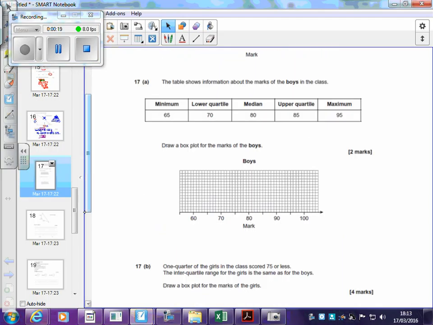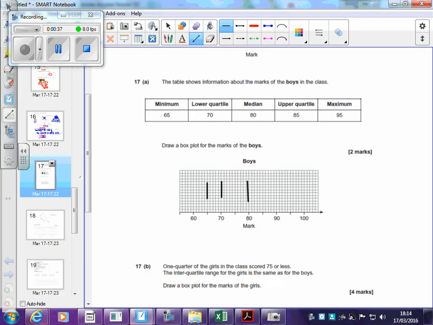All right. So five key bits of information: the minimum, the lower quartile, the median, the upper quartile, and the maximum. What we're going to do is put a ruled line vertically at each of those points. So I've got 65, I've got 70, I've got 80. Evidently yours can be a bit neater and easier to do than mine, because it's a bit difficult to do this on the board, but there you go. 85, oops. And 95 is going to be here.